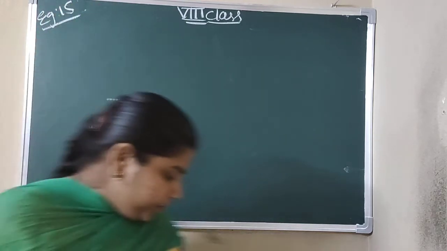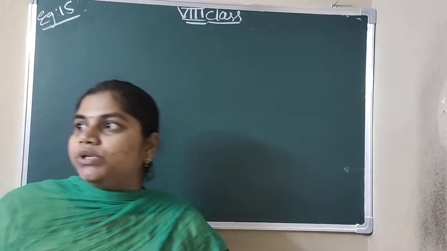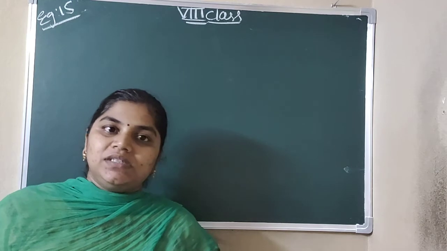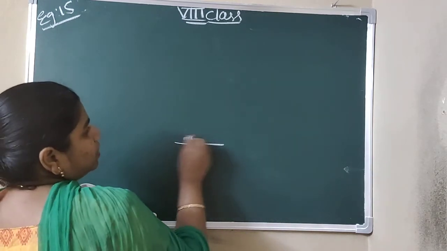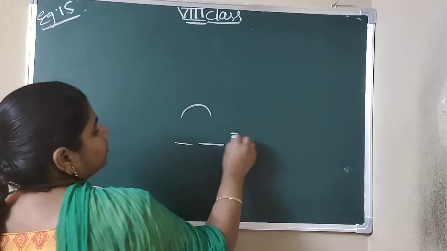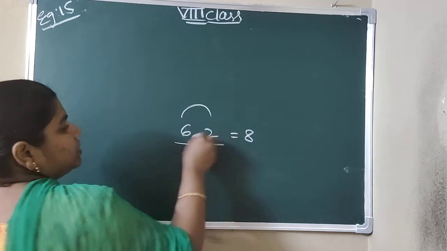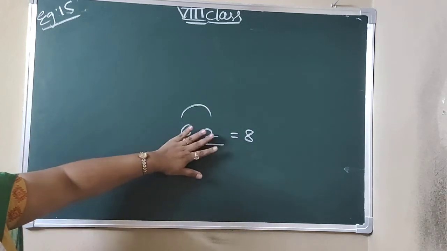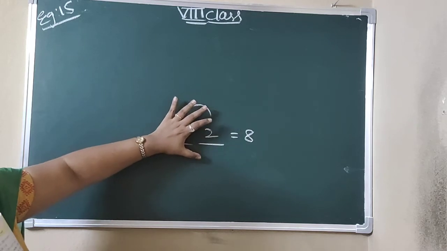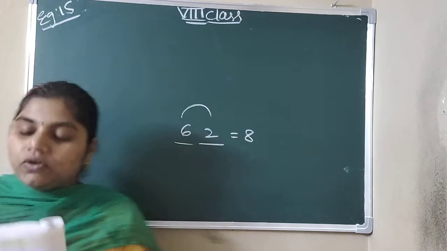In a two digit number, the sum of the two digits is 8. If you take any two digit number and add its digits, the sum will be equal to 8. You can take it as 6 and 2, 62. 6 plus 2 is how much? 8. They didn't give this number, I have just given you the example of 6 and 2.